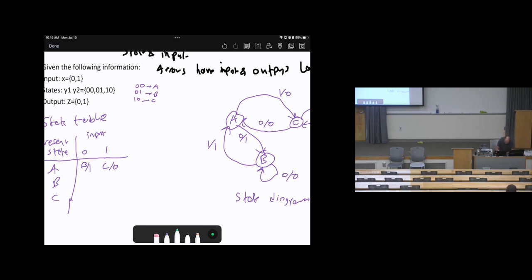So again, this is the state. Here is inputs. Here is outputs. So when we draw the table here, we just want to make sure it was out.